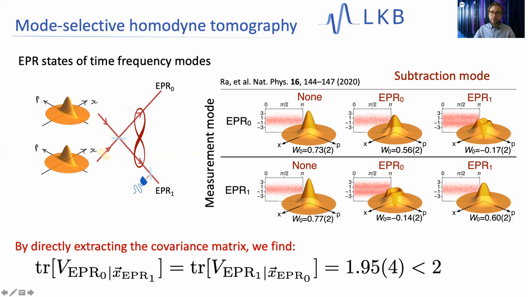So here I show you, we subtract in EPR0 because there is steering from 1 to 0. I expect actually to see the negativity in EPR1. So if I measure EPR1 and do the reconstruction, indeed I see that there is some Wigner negativity here. On the other hand, when I do the opposite, I subtract in 1 and I look at 0. I see that there is a Wigner negativity in 0 and not in 1. Okay, so this is all consistent.